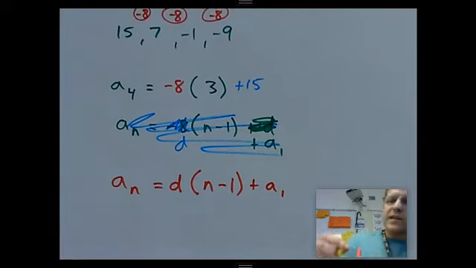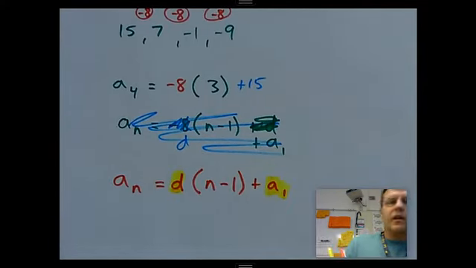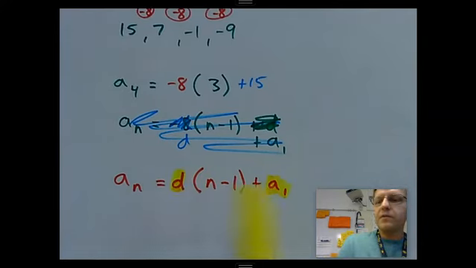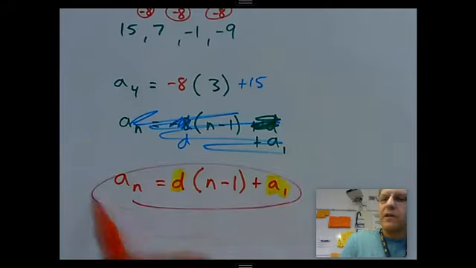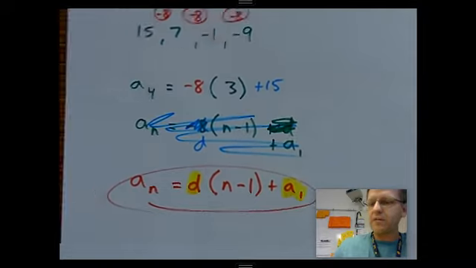Now, what changes every time? The ones that change on each problem are these two. On each problem, you've got to know the common difference and the first term. And if you know those two things, you've got it. So you might want to pause on that screen and write that formula down right here. Or you can always Google it. I mean, if you Google explicit formulas for arithmetic sequences, you can get that formula.